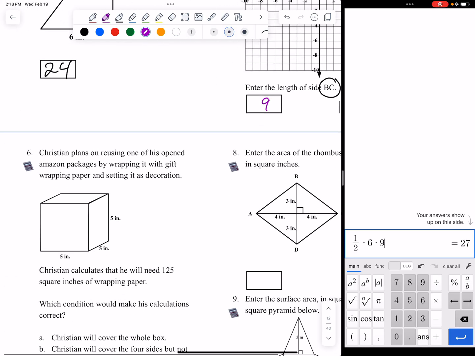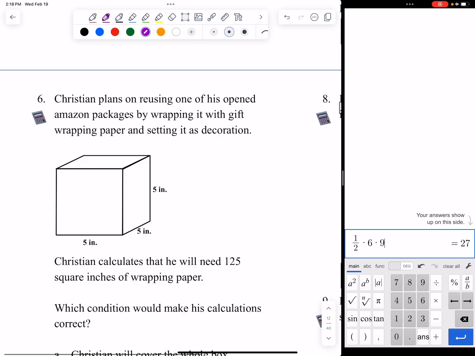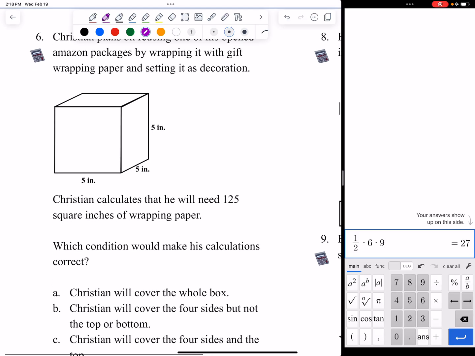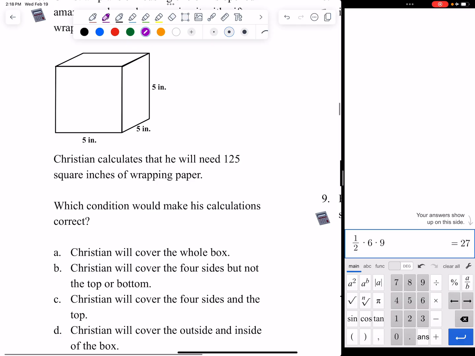Okay. Christian plans on reusing one of his opened Amazon packages by wrapping it with gift wrapping paper and setting it as decoration. Okay, cool. Christian calculates that he will need 125 square inches of wrapping paper. All right, so let's see how he got that. Which condition would make his calculations correct? Okay, so if I'm looking at wrapping paper, let's look at the options.